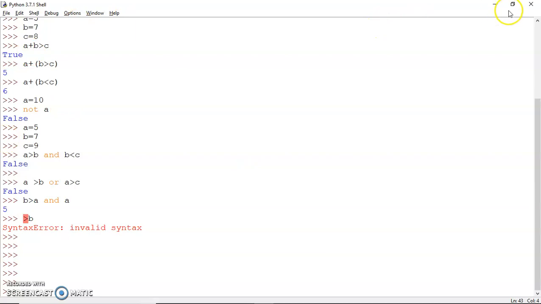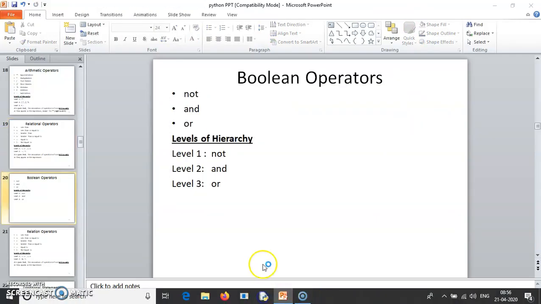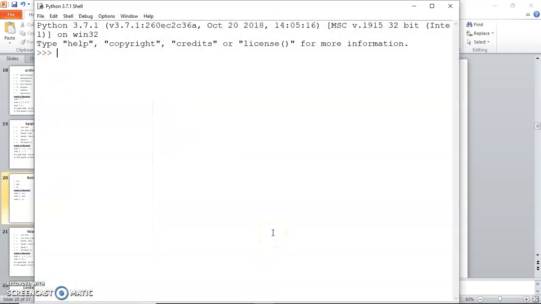So let me just start up a new interpreter window for you so that we can have a clear view. So let's say A is 10, B is 20, and C is 4. So if I write something like A is greater than B or C is less than A, one of the conditions is true, one is false. A greater than B is false, C less than A is true. So if one of the conditions is true, the final condition is true.